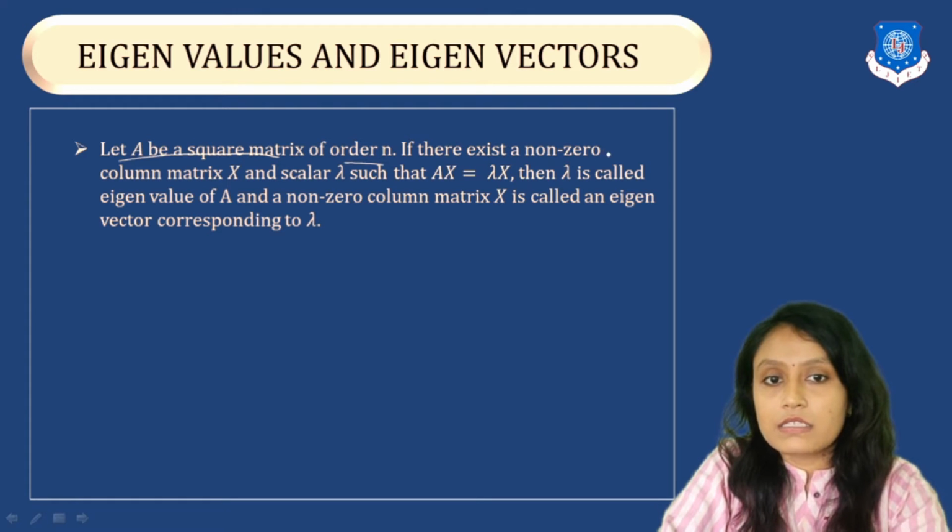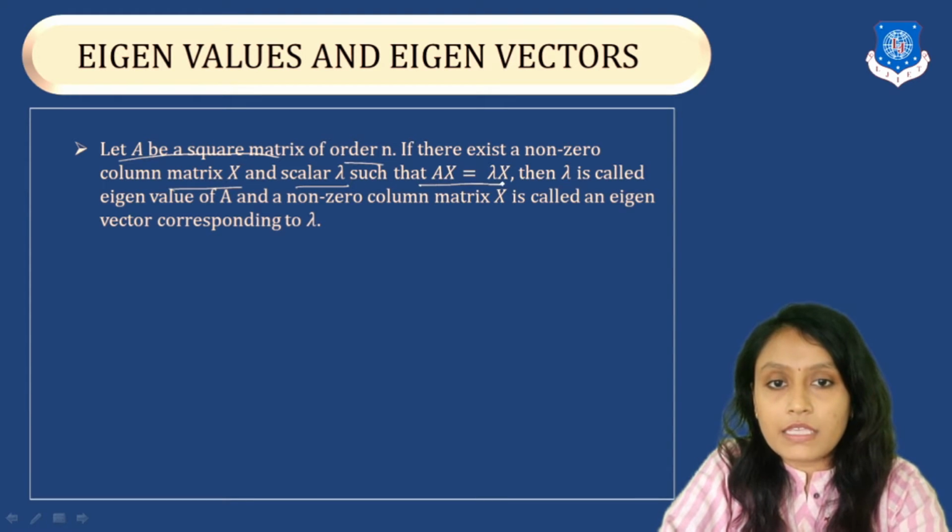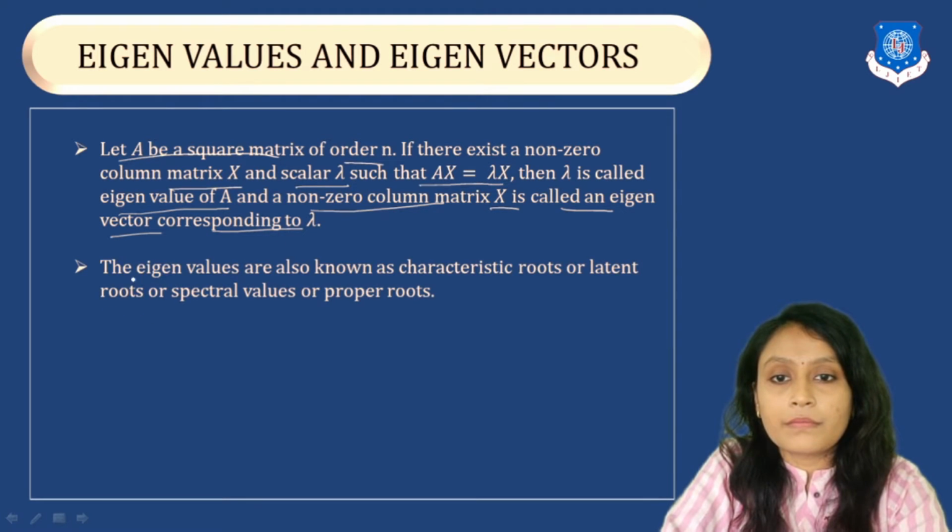If there exists a non-zero column matrix X and a scalar lambda such that Ax is equal to lambda x, then lambda is called an eigenvalue of A, and a non-zero column matrix X is called an eigenvector corresponding to lambda. These eigenvalues are also known as characteristic roots or latent roots or spectral values or proper roots.